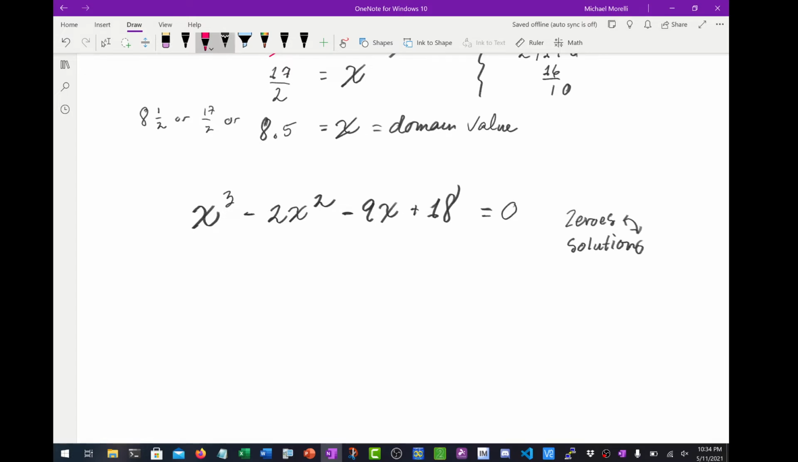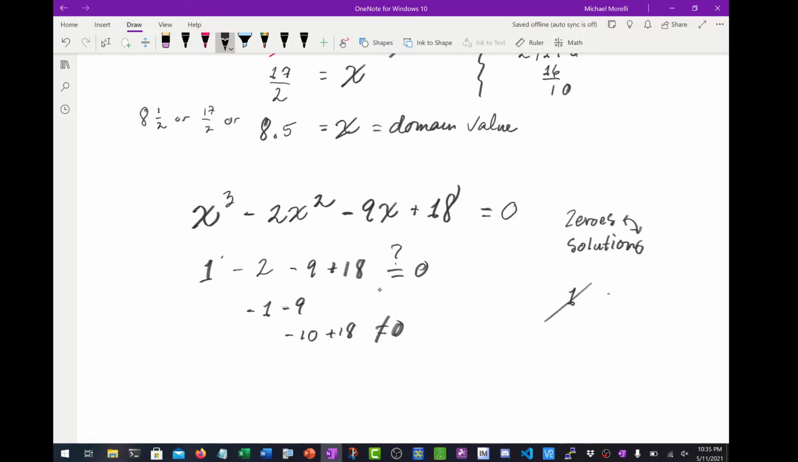All right? So first, let's try 1. Let's see, we got 1 cubed, that's 1, minus 2 times 1 squared, well, that's 1, so minus 2. And then 9 times 1 is 9, so minus 9 plus 18. And we want to know, does this equal 0? So 1 minus 2 is negative 1, minus 9. Negative 1 minus 9 is negative 10. Negative 10 plus 18 is not equal to 0. So in other words, 1 didn't work, right?